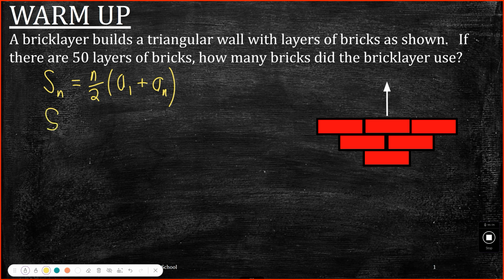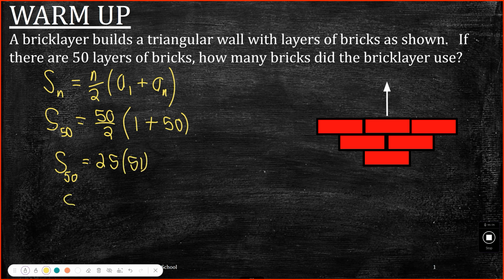The sum for this particular problem, the sum of 50 numbers, is going to be 50 divided by 2. The first number in the sequence, there's one brick at the bottom, plus 50 at the top. So it's 25 times 51.